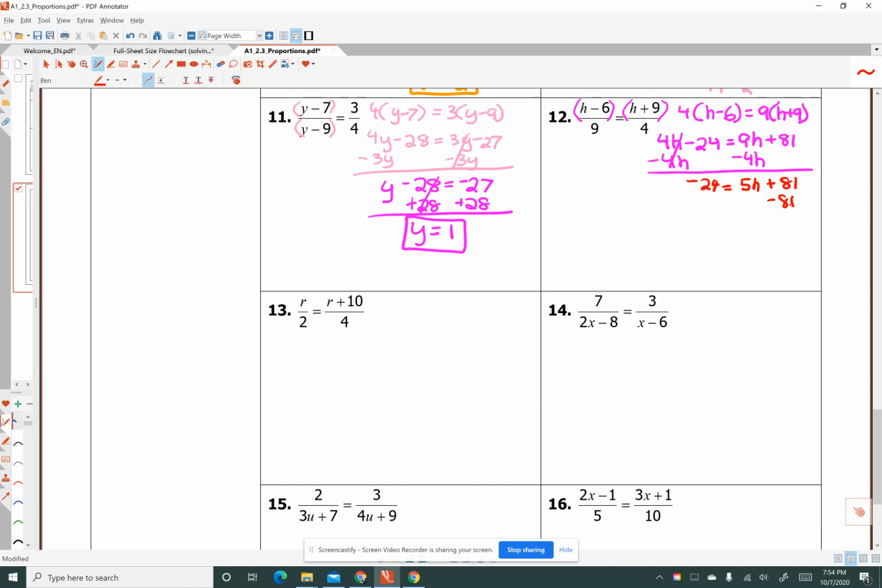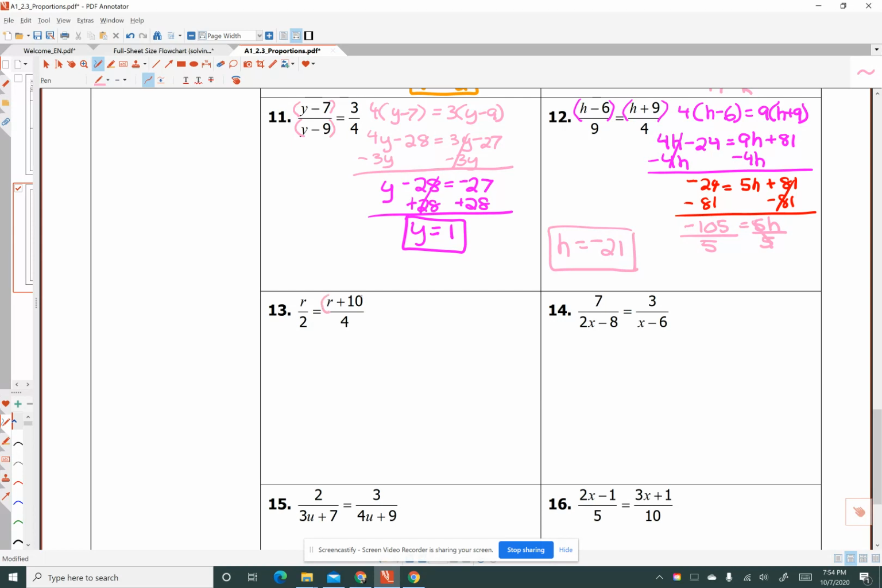Let's subtract 81 from each side. We have a large negative number here. And we will have negative 105 equals 5h. But then when we divide both sides by 5, this number will get smaller, and h will equal negative 21.